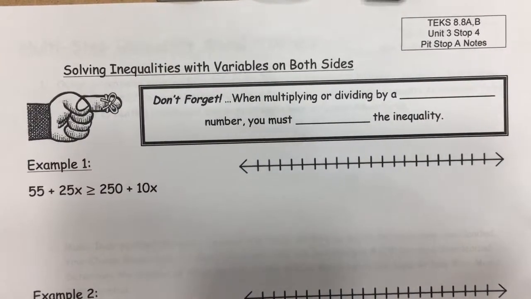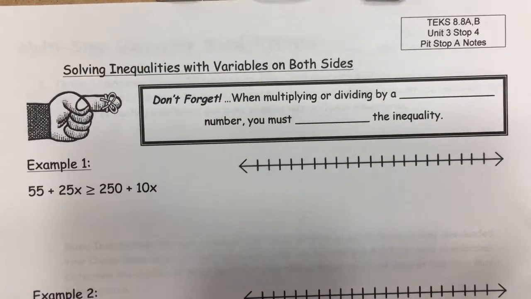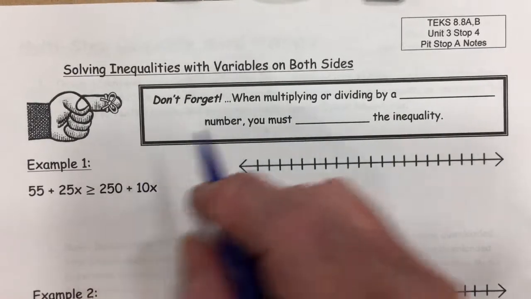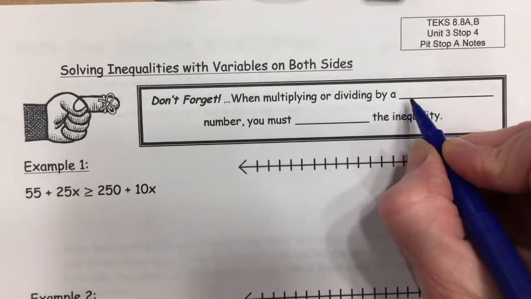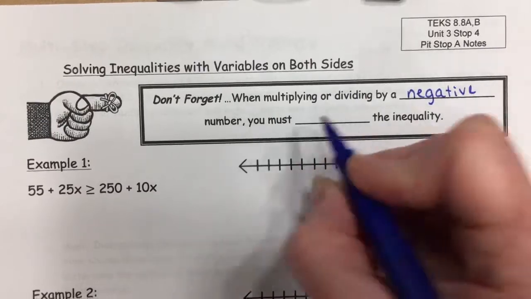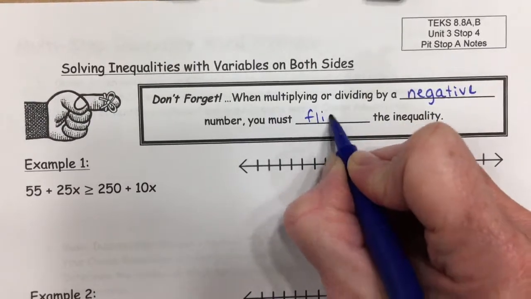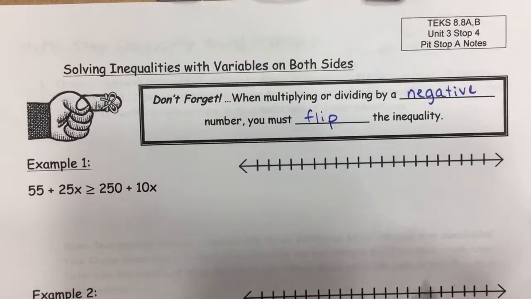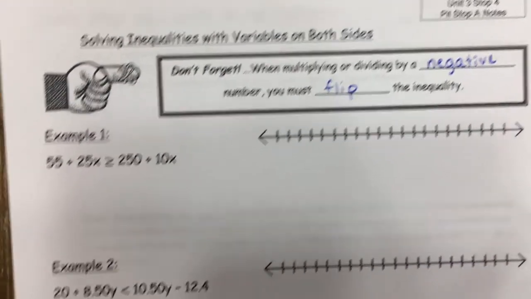So just like we could solve equations that had variables on both sides, we can also solve inequalities that have variables on both sides. It's the same process, only with inequalities. Anytime you solve inequalities, you want to make sure you don't forget that when you multiply or divide by a negative number, you flip the inequality. Okay, this is a rule a lot of people do forget. That's why we try to emphasize it.